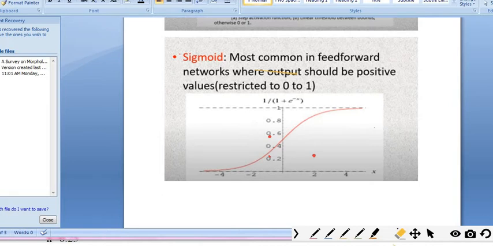Okay, so as you can see here, the most common feed forward networks where the output should be positive value. Whenever you want the output to be a positive value, we use the sigmoid function, and the sigmoid function looks like an S-shaped curve. Here it does not increase suddenly; value by value, it will increase its points. The previous value is here, it is -4. Like this, it increases till it reaches 1.